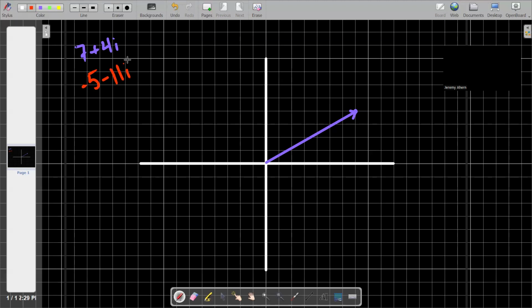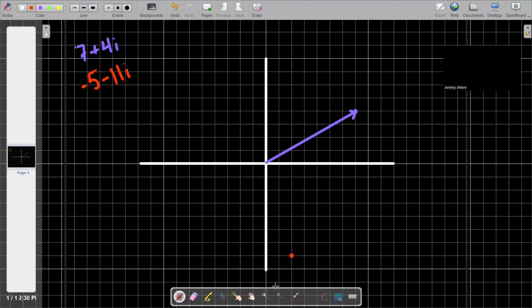So where are we going to go? Right, very good. So from the tip of this vector, we're going to head left 5, 1, 2, 3, 4, 5, and then down 11. And you just have to count, okay? Be meticulous, don't be sloppy.